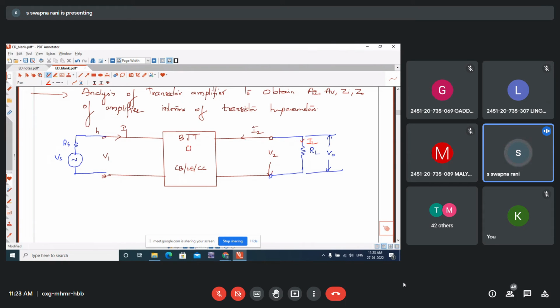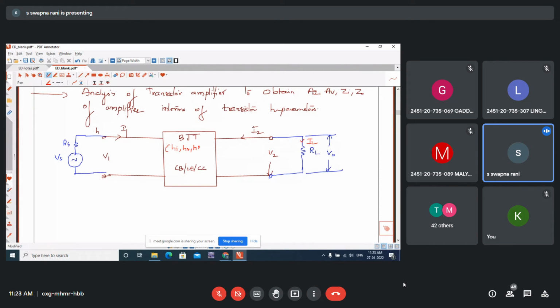Suppose this BJT is in common base, assume. Then this is the common base amplifier circuit. If the BJT is in common emitter, then that will become the common emitter amplifier. If the BJT is in common collector configuration, after connecting the source and the load, that will become the common collector amplifier.